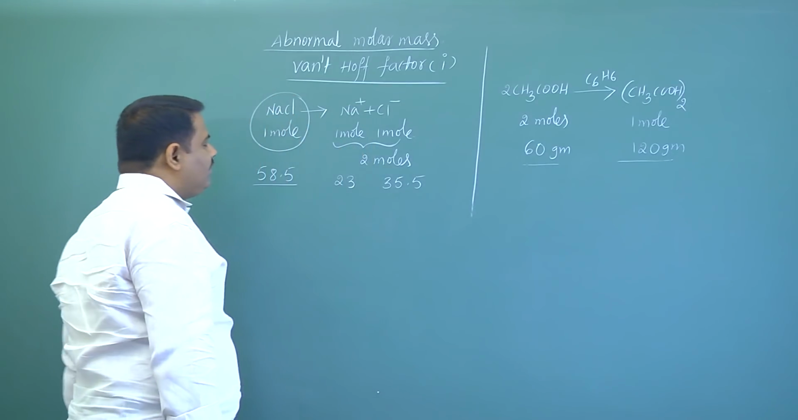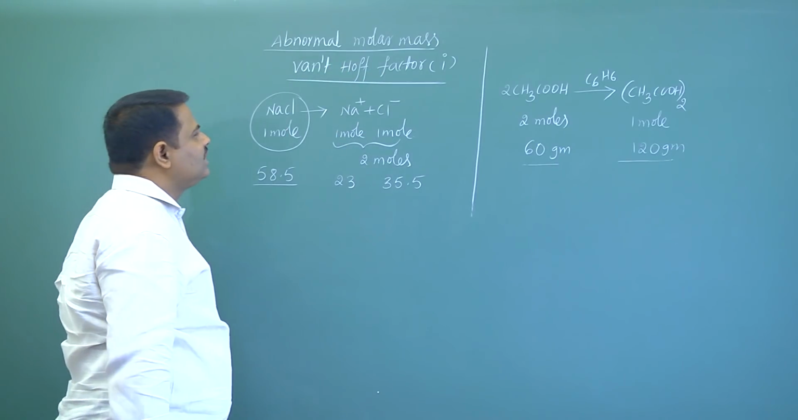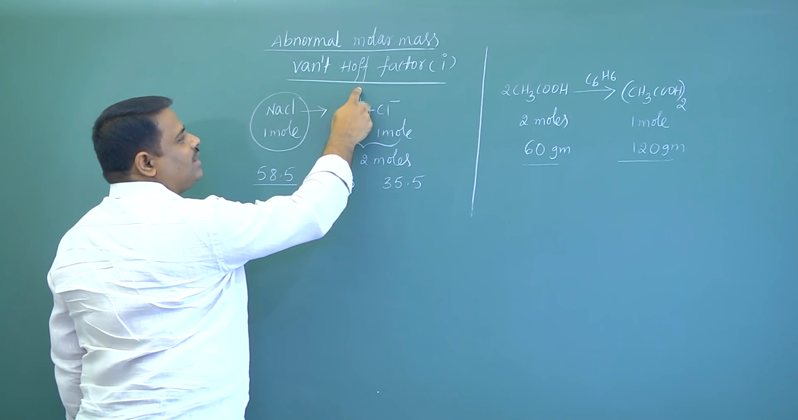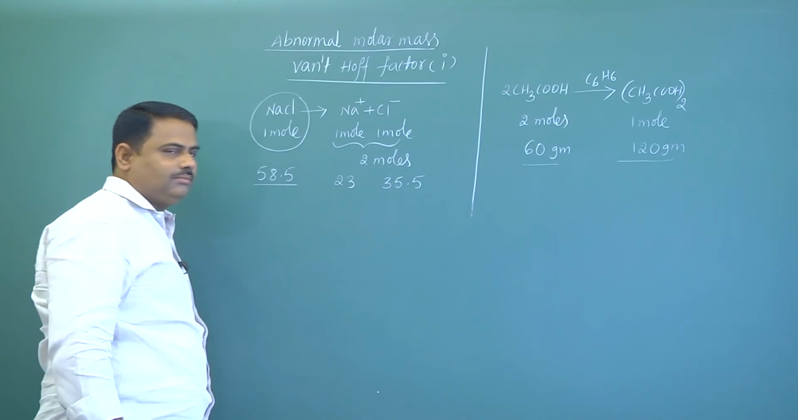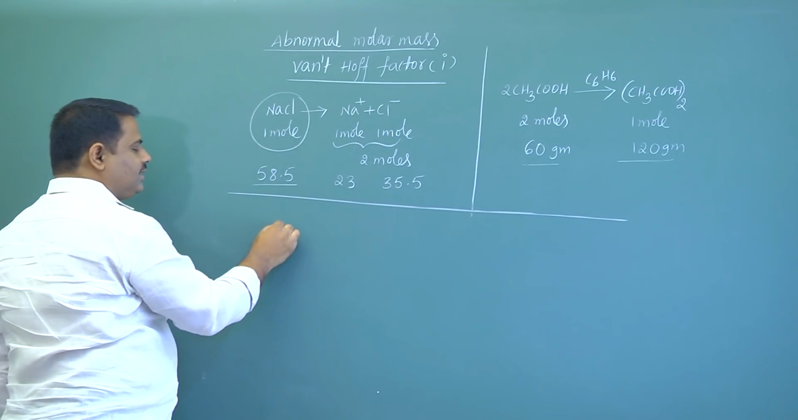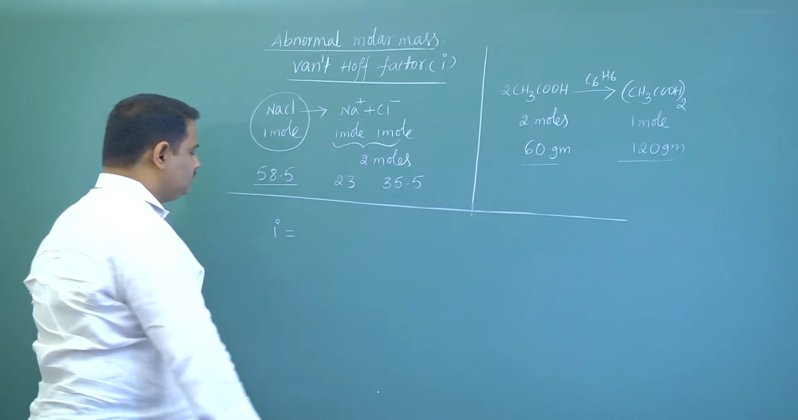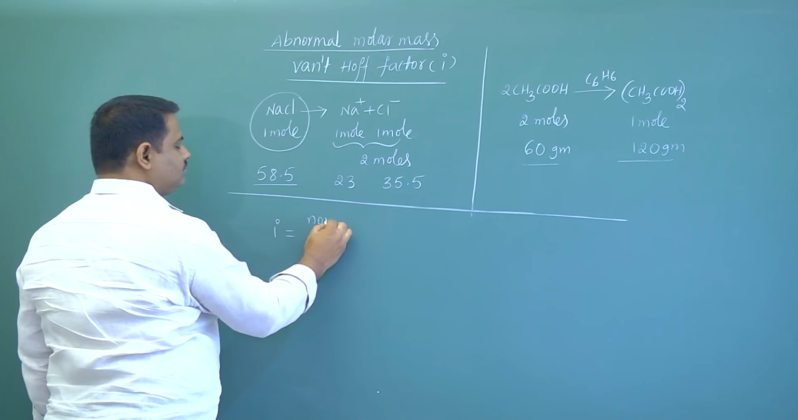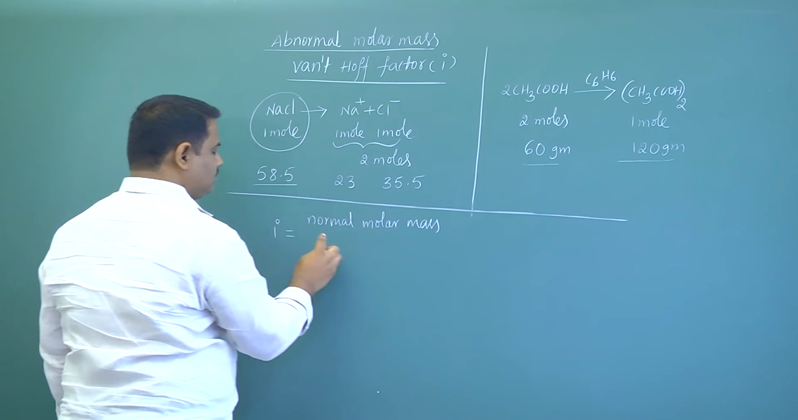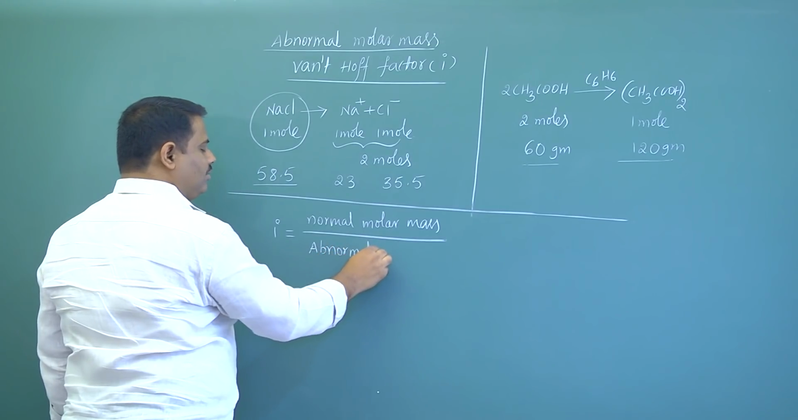Now here come to the point, we have a formula for abnormal molar mass. That formula is given by a scientist called Van't Hoff, that is why this is called Van't Hoff factor, symbol is small i. So what is Van't Hoff factor i regarding molar mass of the solute? Formula is normal molar mass divided by abnormal molar mass.